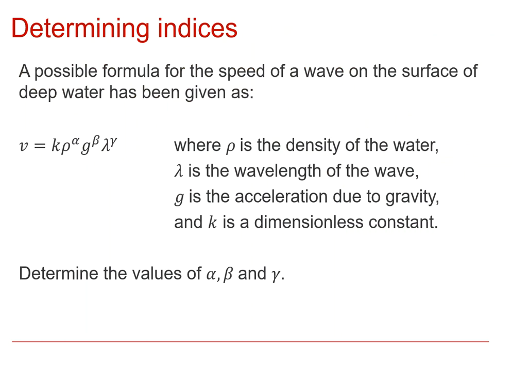So this can be a very powerful technique as well in terms of finding a formula which is consistent with what we already know. So suppose that we have a possible formula for the speed of a wave on the surface of deep water. So this is a proposal that the speed of this wave, v, is a dimensionless constant times the density of the water to some power times the acceleration due to gravity, g, to some other power, and the wavelength of the wave, lambda, to another power. Is there enough information just within there to determine what these powers need to be in such a formula?